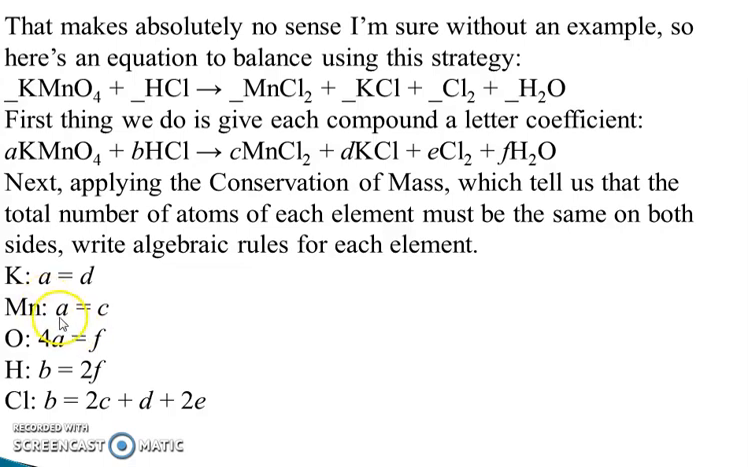Oxygen, which is equal to 4A on the reactant side, is equal to F on the product side. Similarly, Mn, which is equal to A, is equal to C of Mn on the product side. Similarly, K on the reactant side is equal to D on the product side. So likewise we will make one equation for each element. After that we will form the algebraic equations and solve our chemical equation.